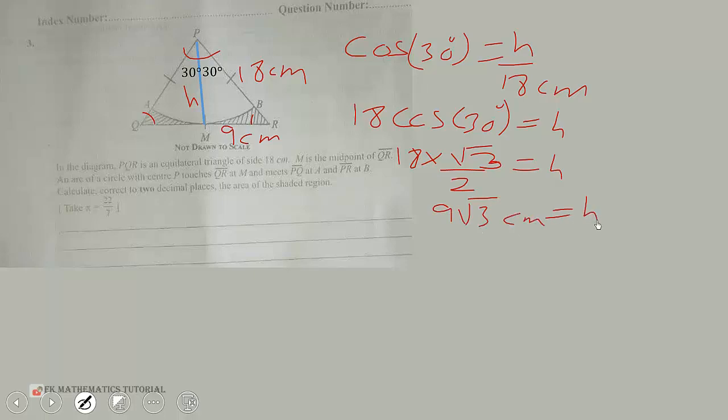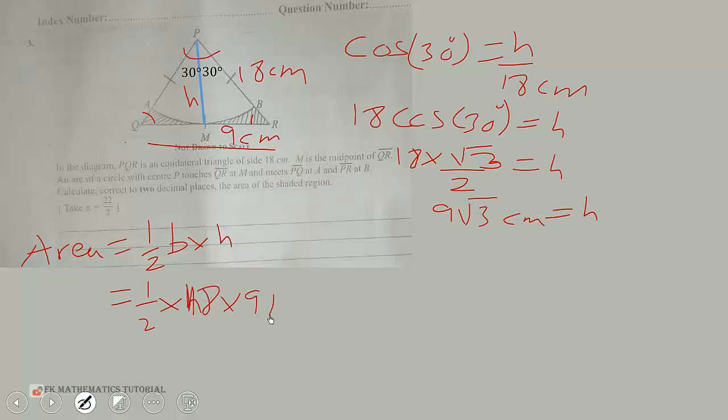That is the height. So if the height is 9 root 3 centimeters, then the area of the equilateral triangle is given by area equal half base times height. So the base is 18, so that is half of 18 times height, which is 9 root 3 centimeters squared. Half of 18 is 9, and 9 times 9 is 81 root 3 centimeters squared for the equilateral triangle.